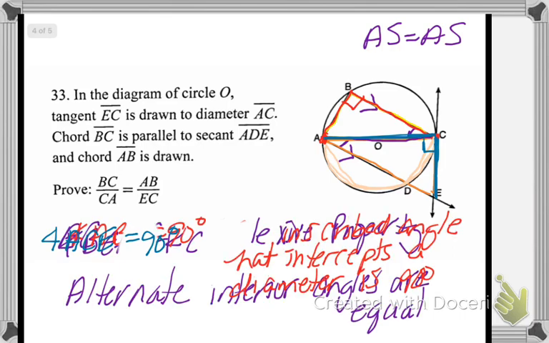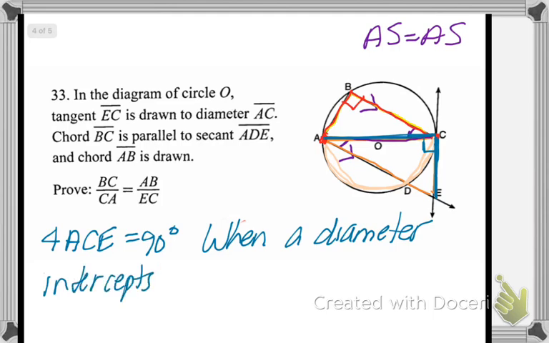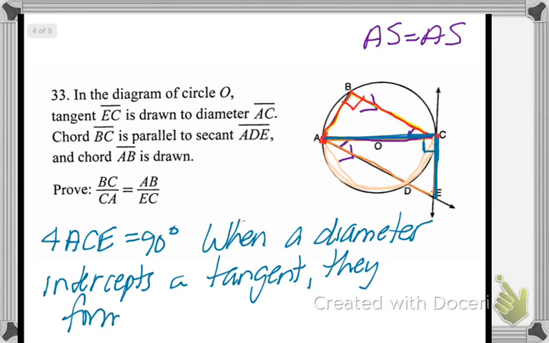when a diameter, and it could also be just a radius, when a diameter intercepts a tangent, they form a 90-degree angle. Okay, so that's a rule that a diameter that intercepts with a tangent, or a radius that intercepts with a tangent, will always be perpendicular. Okay, so now you can see we have two right angles.